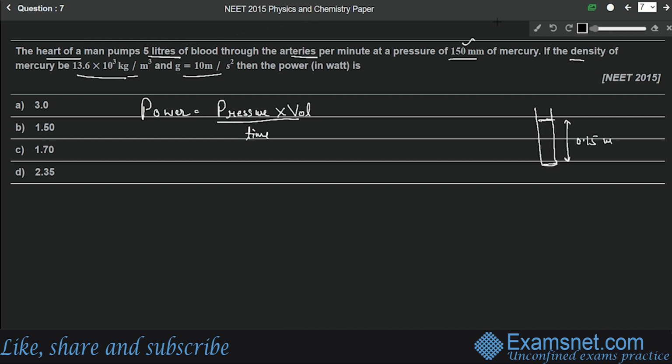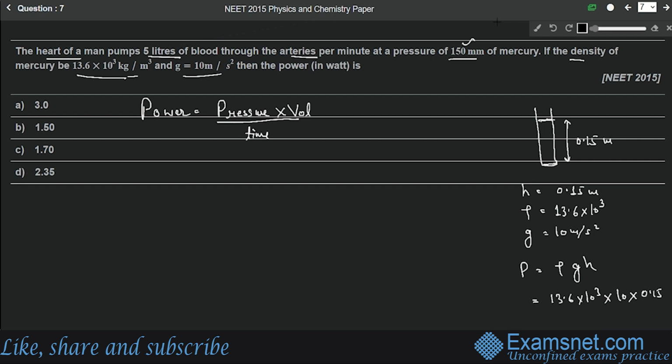Okay, so height will be 0.15 meter, and density of the mercury is given as 13.6 into 10 to the power 3 kg per meter cube, and g, that means acceleration due to gravity, is given as 10 meter per second square. Okay, so what will be the pressure? Pressure will be equal to rho into g into h, that means 13.6 into 10 to the power 3 into g, that means 10, into h, that means 0.15.